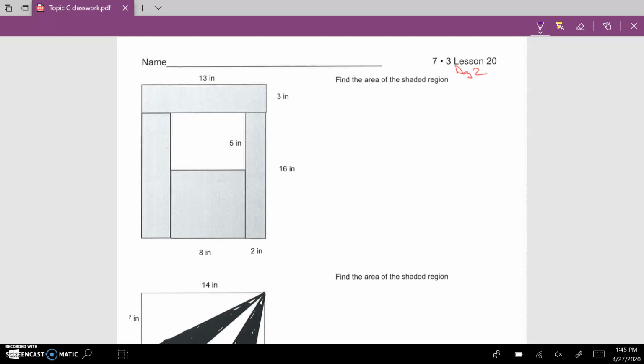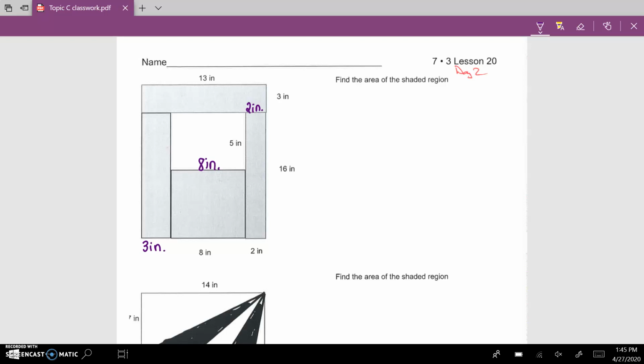Okay, so number 1 says find the area of the shaded region. So we have these 3 shaded rectangles and then this one unshaded area in the middle. They gave us that all the way across is 13 inches across the top. So at the bottom we have that this one is 8 inches. Okay, we have that this little guy is 2 inches. Now 8 and 2 would give us 10, which means this one would have to be 3 inches to give us the 13 to match the top part.